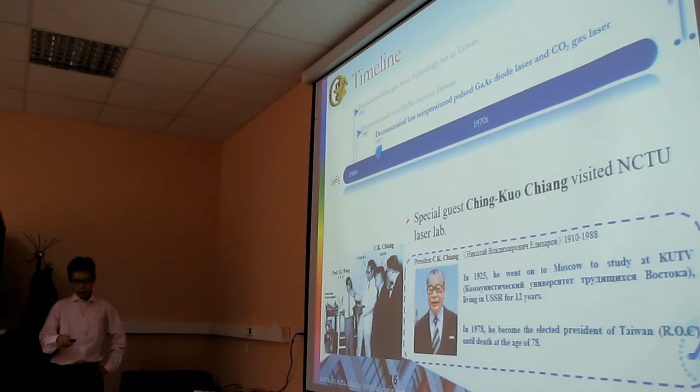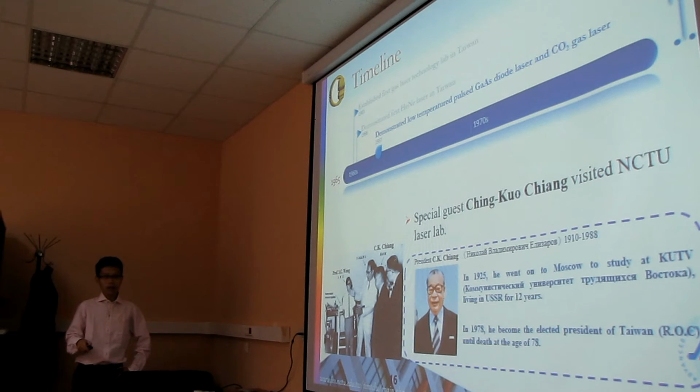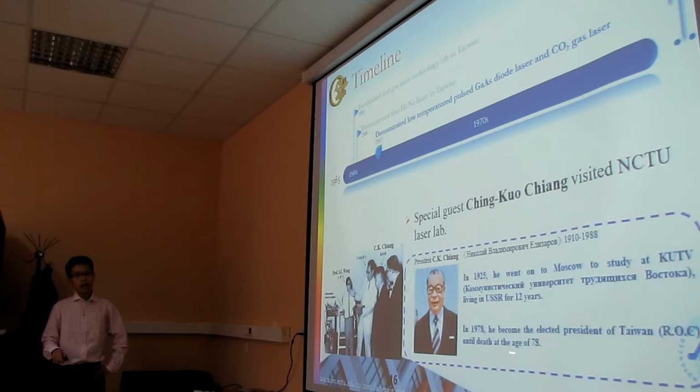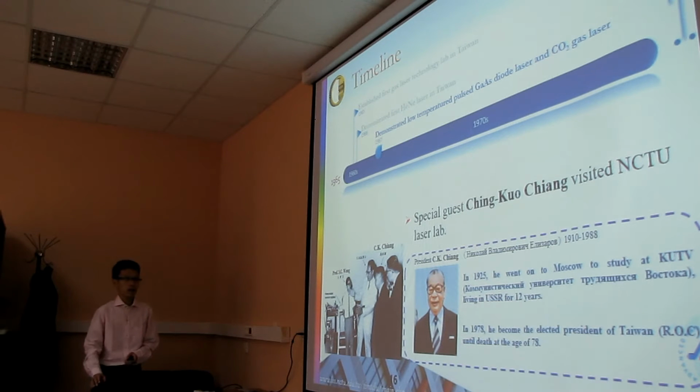And the one below, I just mentioned, when he was young, he studied abroad at laser schools, and because of the political relations between China and Russia, the Russians sent him to Siberia, and then he met his wife. His wife also became the first lady of Taiwan. So in 1978, he became the elected president of Taiwan, at the age of 78.